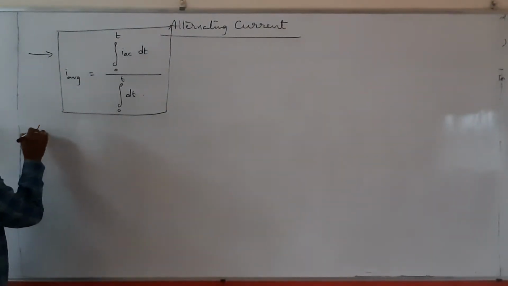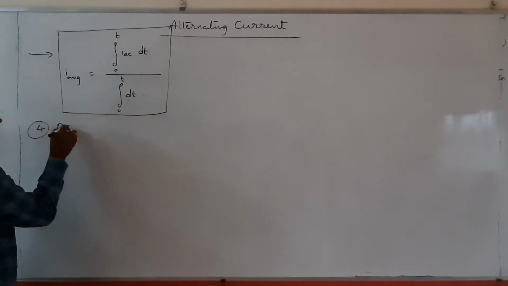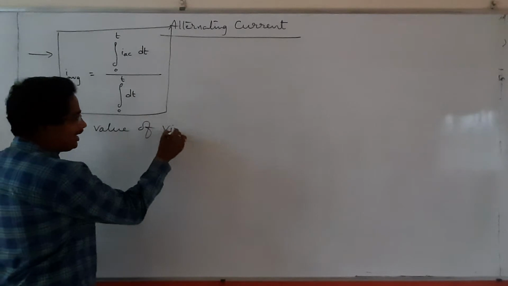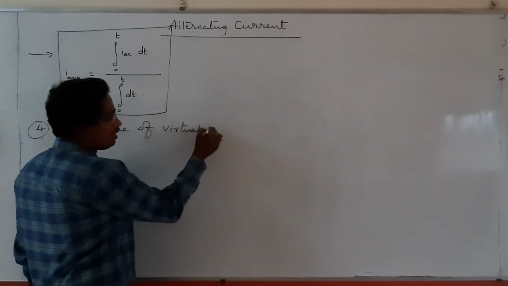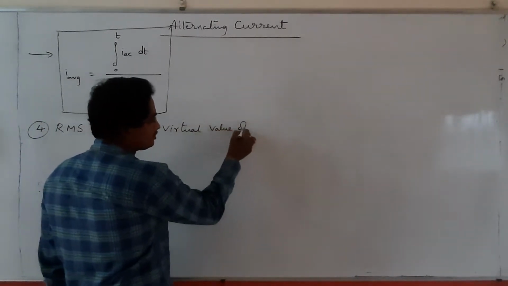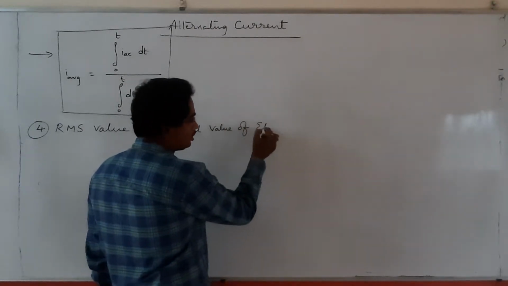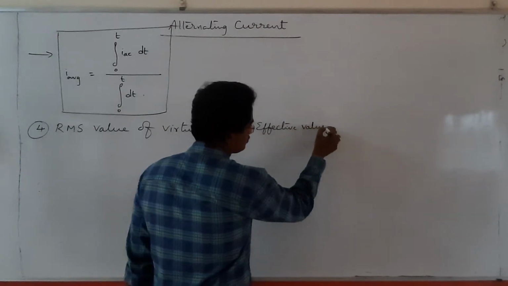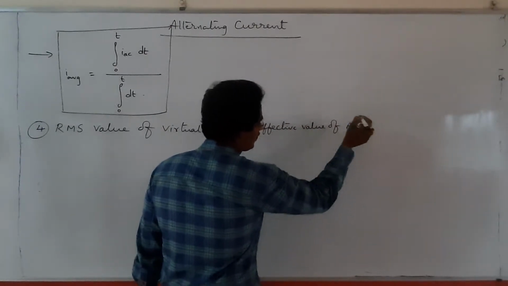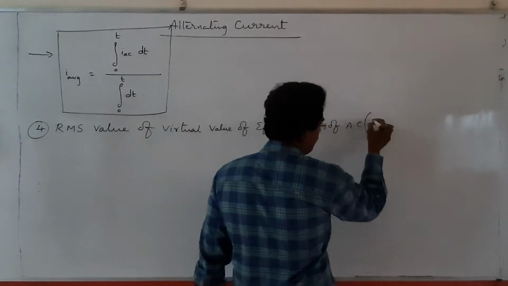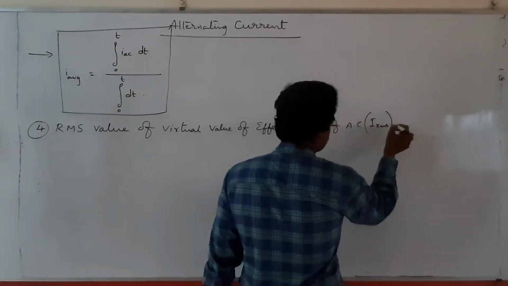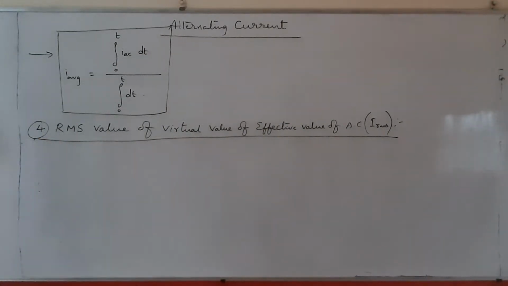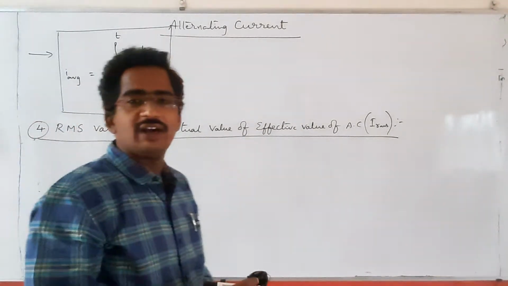Next definition, the fourth one: RMS value, or virtual value, or effective value of AC. This is normally called IRMS. What do we call that? IRMS or I virtual.